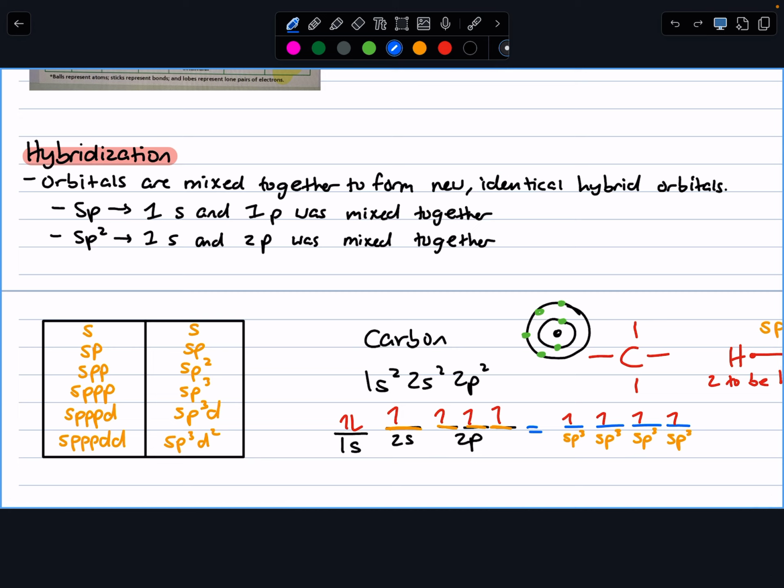Oh my God, we're not even done, guys. We still have polarity and electronegativity. This is painful. I feel bad for you guys.